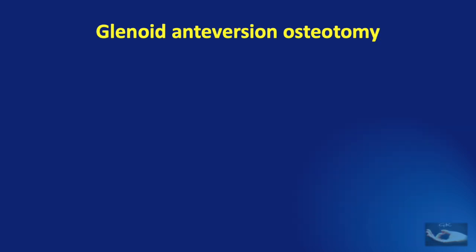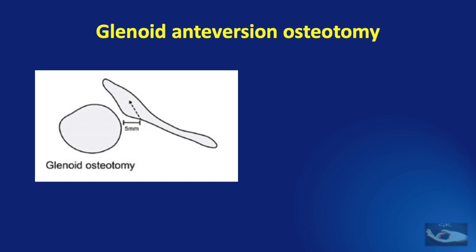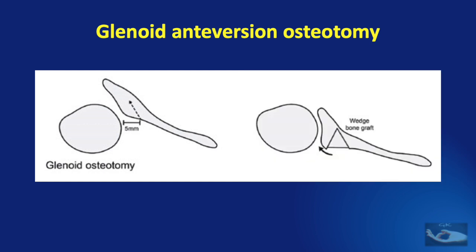Glenoid anteversion osteotomy is based on the principle that we convert the shoulder joint from one where tendon transfer and soft tissue release cannot restore the active motion to a situation where it can. The osteotomy is made 5 mm proximal to the glenoid articular surface. After restoring the position of the humeral head in relation to the glenoid surface, the osteotomy is opened out and wedge bone graft is placed inside.